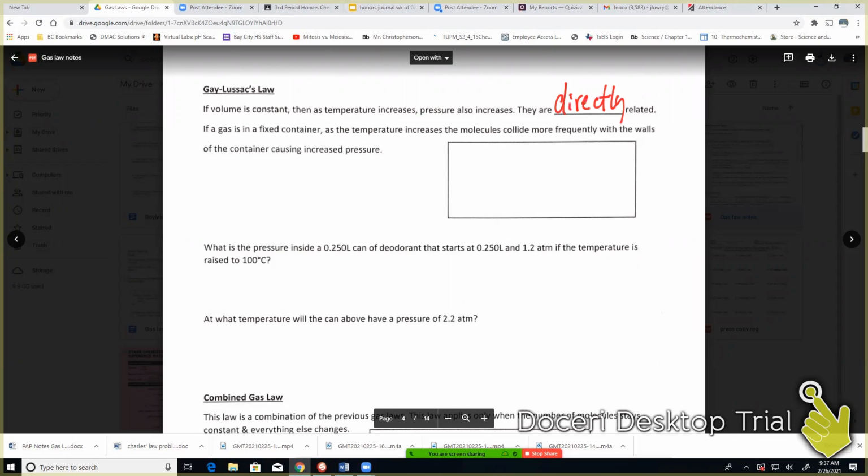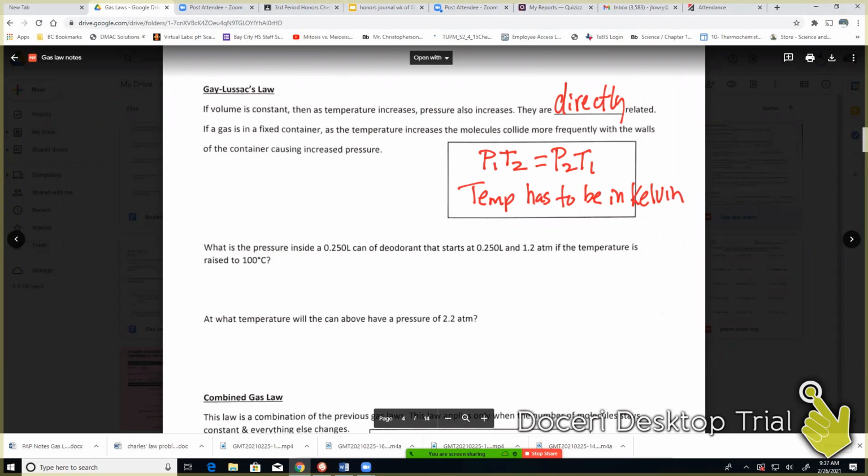If a gas is in a fixed container, as the temperature increases, the molecules collide more frequently with the walls of the container, and this is going to cause an increase in pressure. The formula is P1 T2 equals P2 T1. Just like we said before, temperature always seems to be on the wrong side. In other words, the variables that it goes with are the opposite. Temperature still has to be in Kelvin, and pressure has to be in the same units.